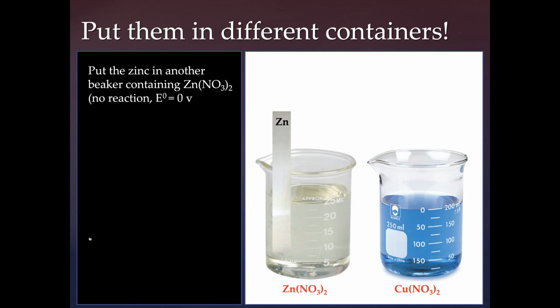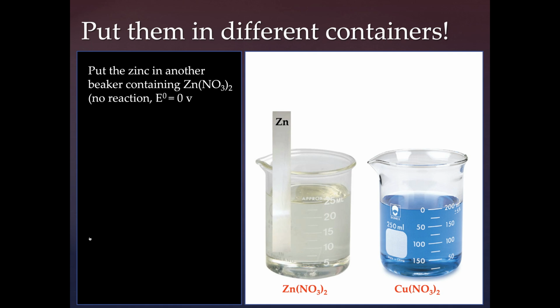Now, why would we do that? Zinc won't react with zinc nitrate. You'd get a voltage of 0. That's exactly the point. We want zinc to go into a solution that conducts electricity. The problem is zinc will oxidize in most solutions, so we want to guarantee zinc will not react with the solution. So we put it in a solution containing its own ion.